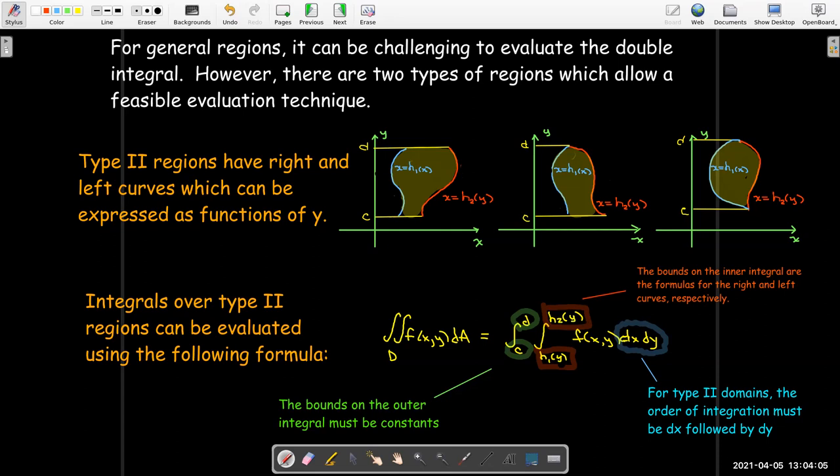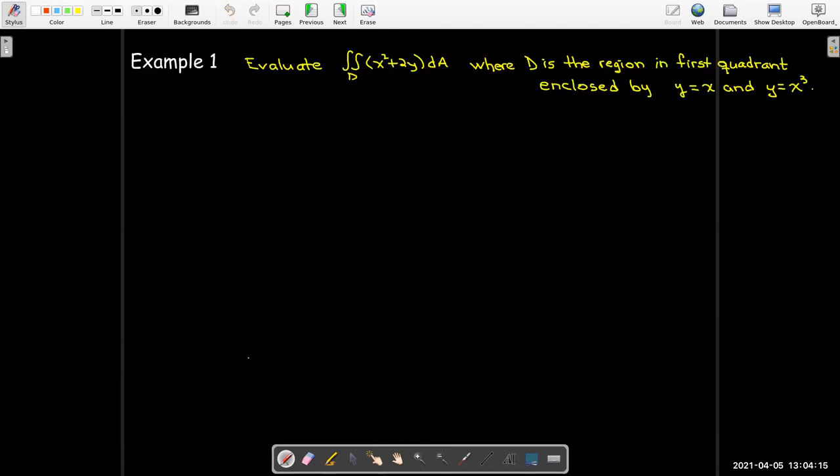So for type 2 domains, we have the opposite order of integration, with integrating with respect to x first, then with respect to y. So let's do an example here. We're going to have a region D in the first quadrant enclosed by the two curves y equals x and y equals x cubed. The fact that they give us the formulas in terms of y equals something is going to be a hint that we're going to have an upper curve and a lower curve. Let's start by sketching the region.